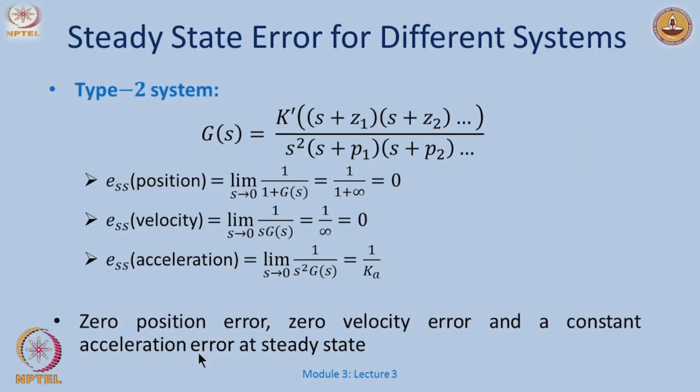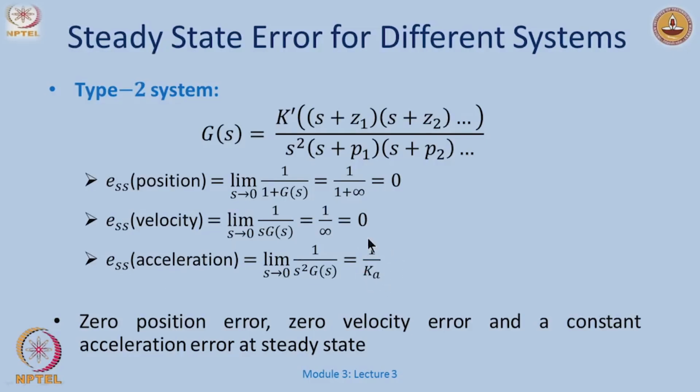Okay. Now, type 2 systems, right. So, nothing will change here, the position error will still be 0 because I have this s in the denominator, I put it to 0, g of s goes to infinity and 1 over infinity goes to 0. Similarly, the velocity error, so I do s times g of s, one s still remains in my denominator, so this will still be 1 over infinity and the velocity error goes to 0. However, my acceleration error constant now has some number here, it was infinity in the previous 2 cases.